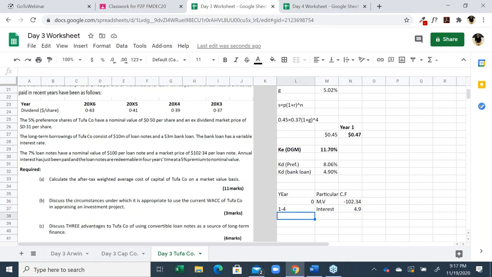And what will happen after 4 years? After 4 years, we are going to get our money back, like scrap value.